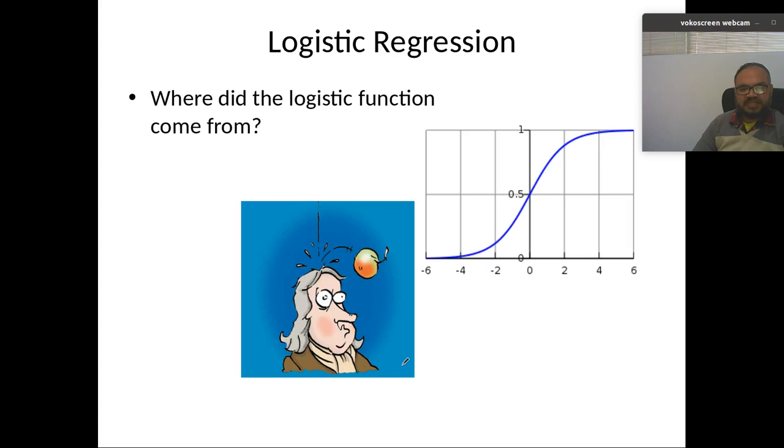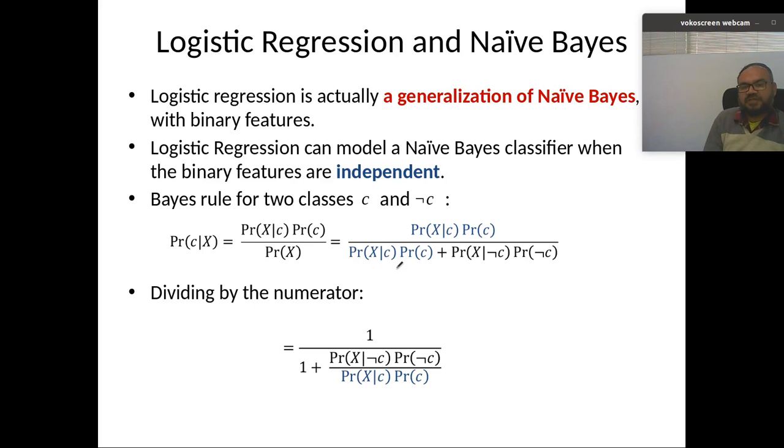So where does this logistic function come from? The logistic function actually comes from naive Bayes, and it's a generalization of naive Bayes with binary features. The difference between logistic regression and naive Bayes is that naive Bayes can have many more features, but logistic regression only has 2 features. It can model a naive Bayes classifier when the binary features are independent.